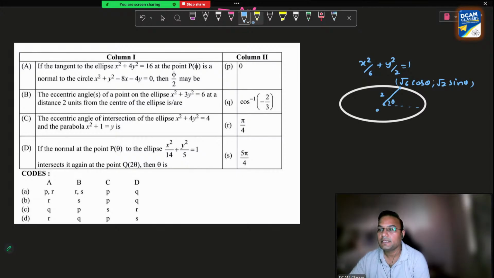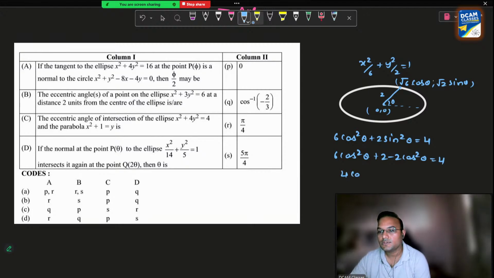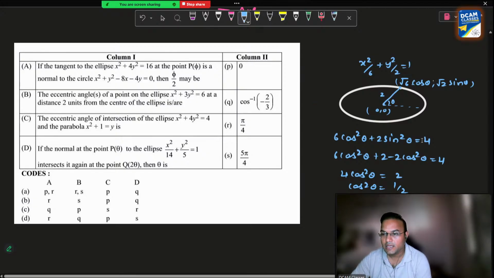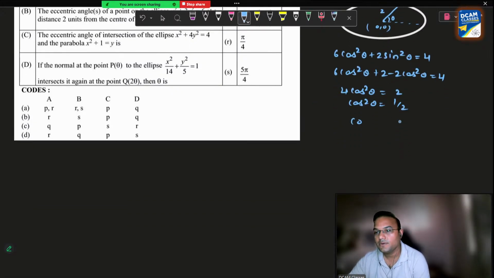How will you find the distance? The distance of the point from the center is given. So 6 cos square theta plus 2 sin square theta is equal to 4. Solve this equation. 6 cos square theta plus 2 minus 2 cos square theta is equal to 4. So 4 cos square theta is equal to 2. Cos square theta is equal to 1 by 2. So cos theta will be equal to 1 by root 2, correct?